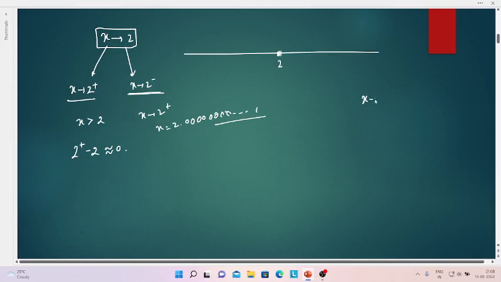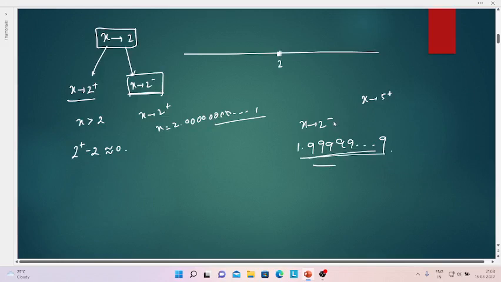Similarly, what will be the value of x tends to 5 plus? It is very near about 5, but it is slightly greater than 5. Similarly, what is x tends to 2 minus? It will be almost around 1.9999999099. This is also very close to 2, and it is slightly lower than 2. This is actually the meaning of x tends to 2 plus and x tends to 2 minus.